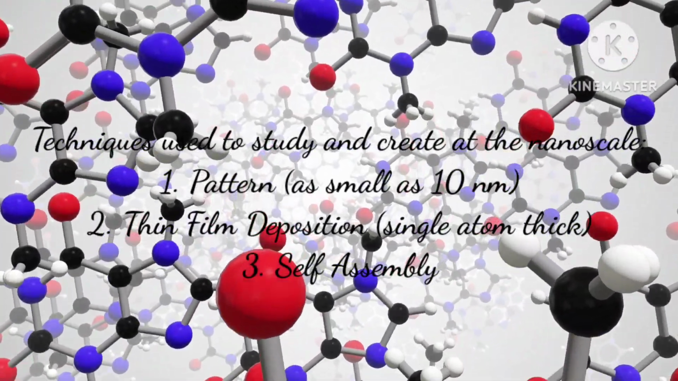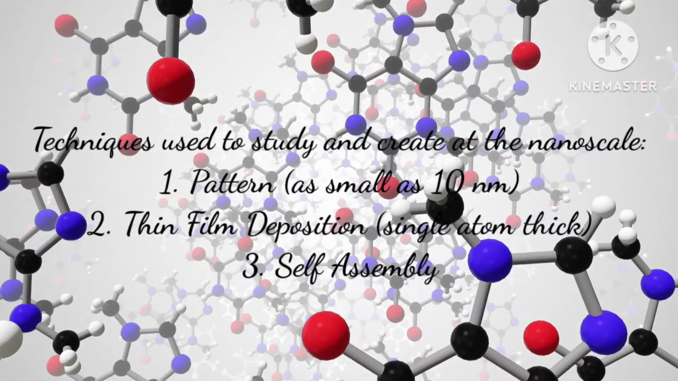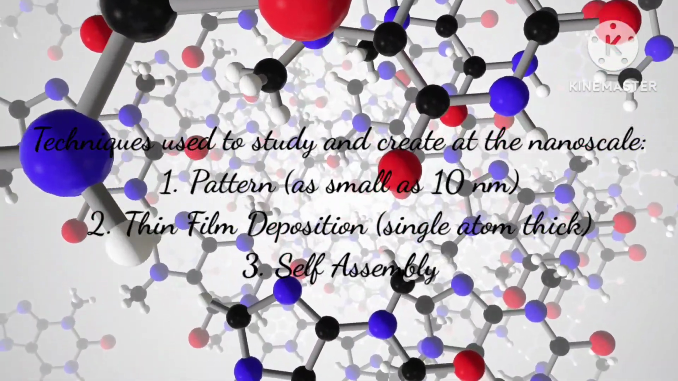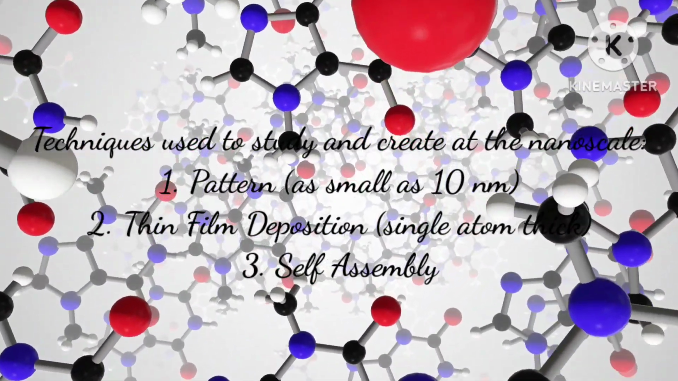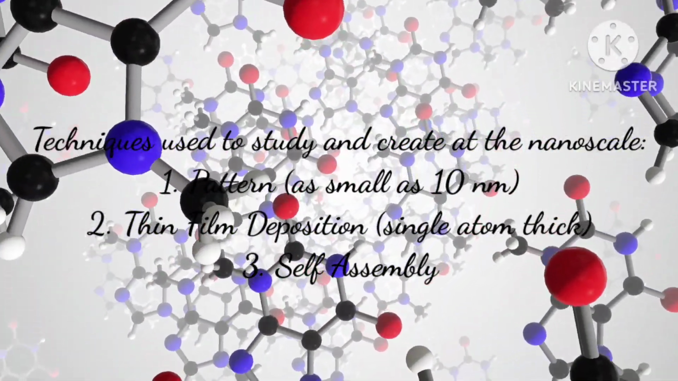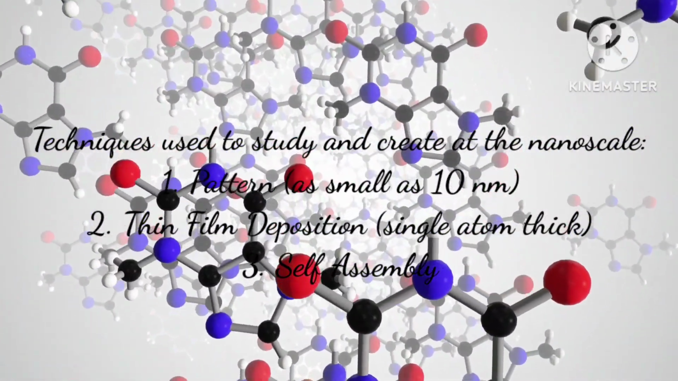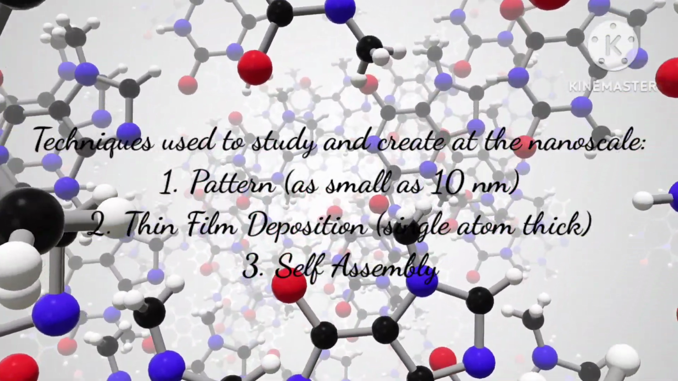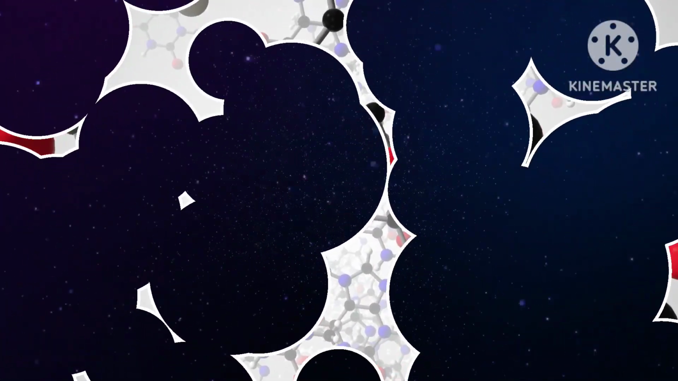The first technique is to create patterns at the nanoscale. We can use a beam of electrons that we steer to draw patterns with feature sizes as small as 10 nanometers. Second, we can deposit materials that are one atomic layer thick, which is less than a nanometer thick. Third, we can even persuade atoms and molecules to arrange themselves into organized patterns with nanoscale features.